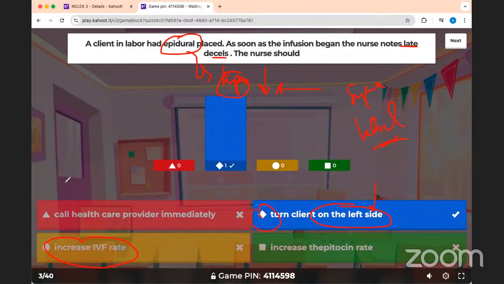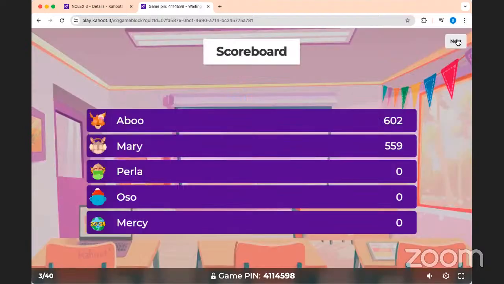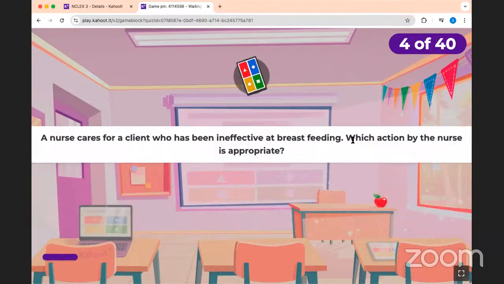Okay, as you can see, small concepts that you should know. The game pin is here, 4114598, if you want to play. But like I said, I have enough people to click forward.